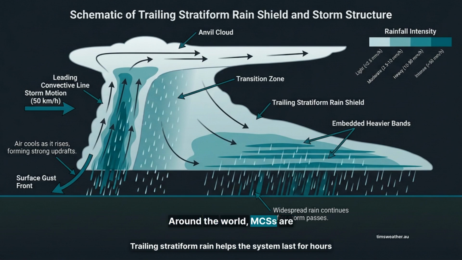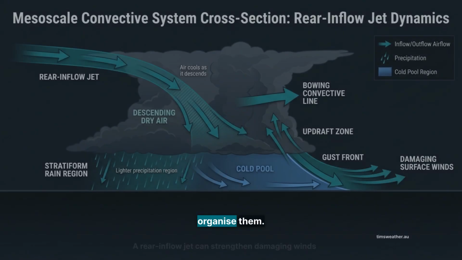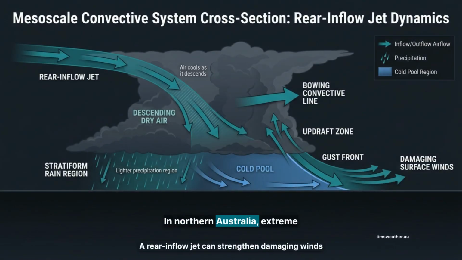Around the world, MCSs are major rain producers, especially in the tropics. Large-scale waves, monsoon troughs, low-level jets, and mountain ranges can all help organize them. In northern Australia, extreme heat and moisture from nearby seas make the wet season especially favourable. The famous Hector storm over the Tiwi Islands forms when sea breezes collide and force humid air upwards.